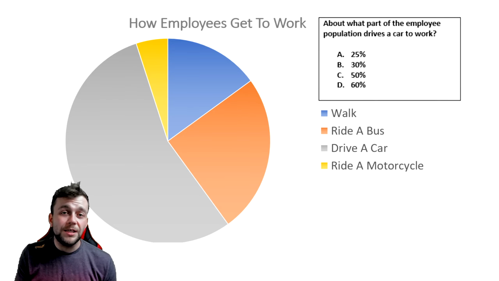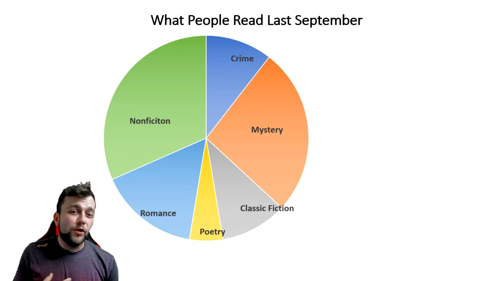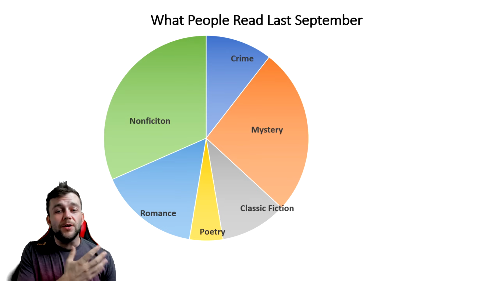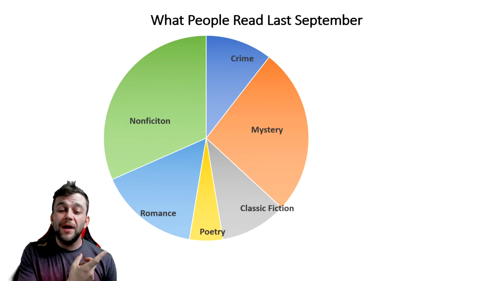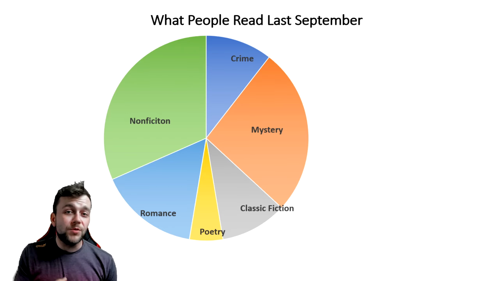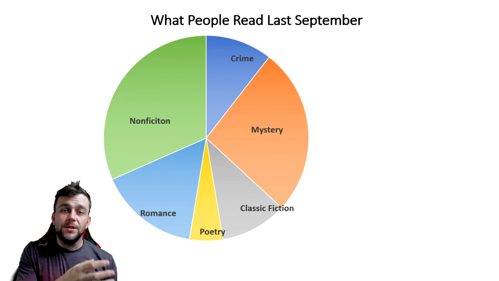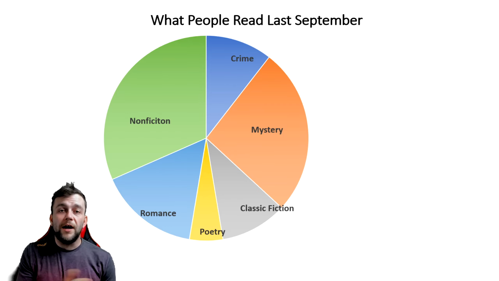Let's move on to the next example. In this example, a library has created a circle graph to represent all of the genres of books that people checked out last month. Let's take a look. So we have nonfiction, crime, mystery, romance, poetry, and classic fiction. I hope some of you like some of these reading genres as well. So this is all of the books that people have read in the prior month. The library has created this to better understand their population and to use it for ordering upcoming books.